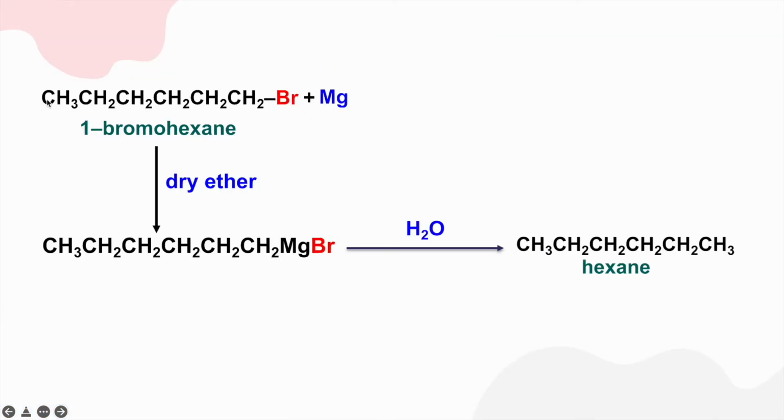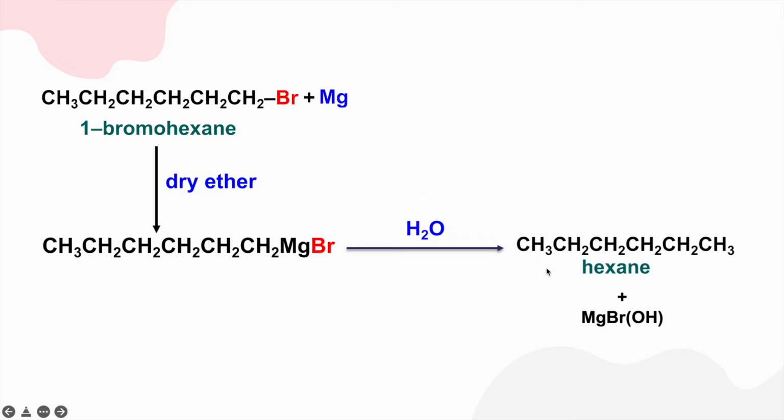This is the example. For example, you have this 1-bromohexane. 1-bromohexane reacts with Mg in the presence of dry ether. So this is the Grignard reagent. R group attached to Mg, Mg attached to Br. And then the bond between carbon and magnesium consists of 2 electrons. These 2 electrons will form a bond with 1 hydrogen atom in water. And then MgBr is released because the carbon forms a bond with hydrogen in water.